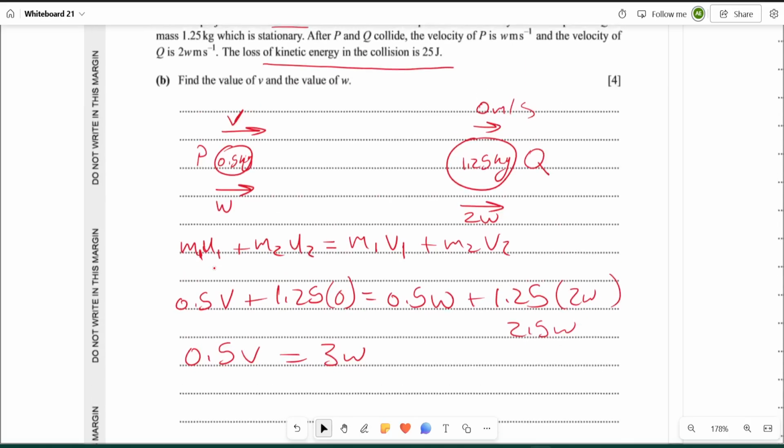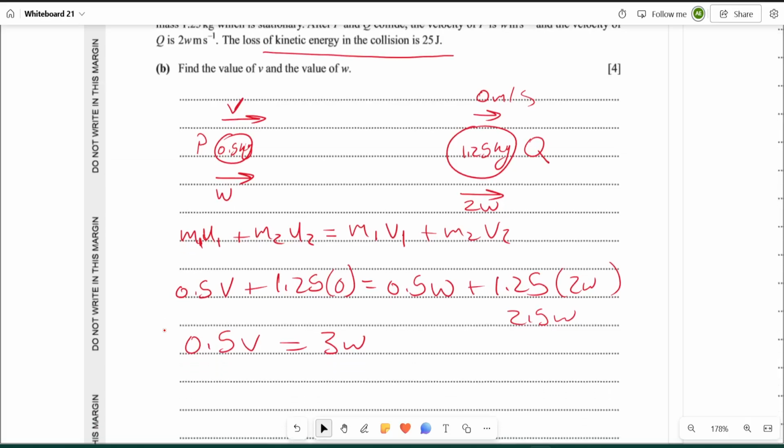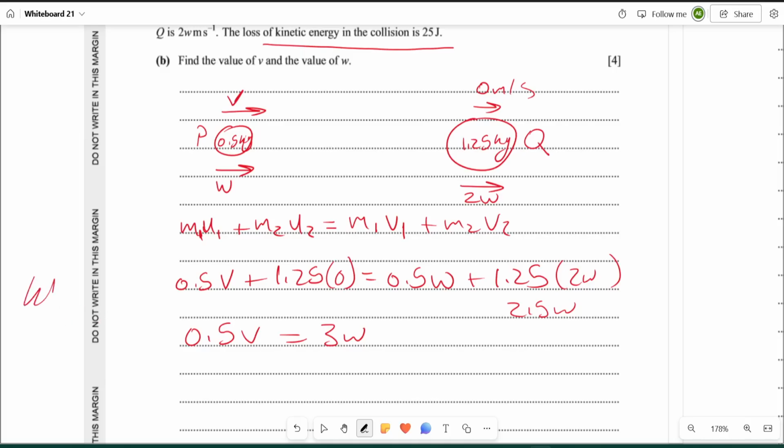Loss of kinetic energy means that... no, sorry, the kinetic energy initially is 25 joules more than the kinetic energy finally. So we started with a kinetic energy, and then we ended with a kinetic energy as well, but 25 lower than the original one, because we lost 25. 25 was lost as heat, friction, or whatever. So the initial kinetic energy was just the kinetic energy of P, because Q had a speed of 0, so no kinetic energy.